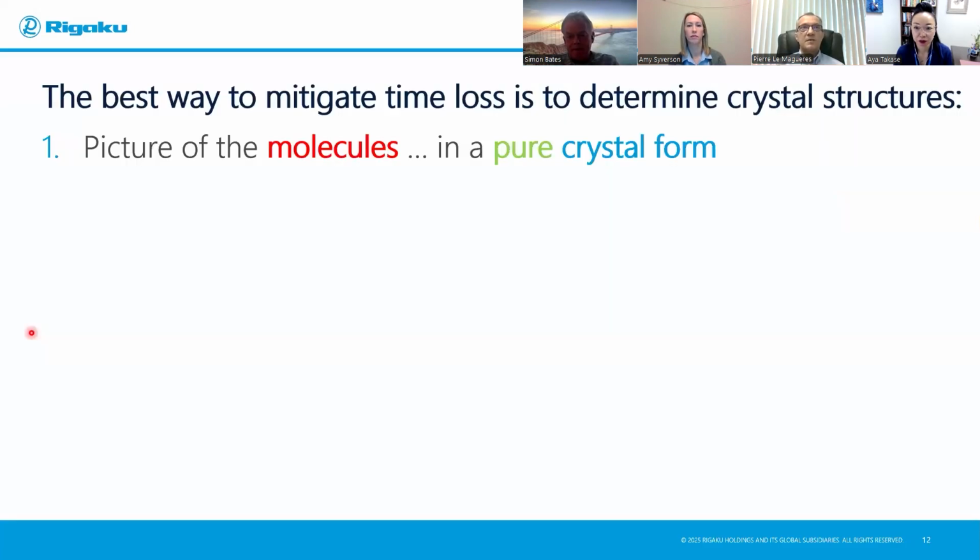Let me try to explain how you can mitigate all this time loss by determining the crystal structure of your new compounds. You can do that because crystal structures are the only results that really give you a clear picture of the molecules in their pure crystal form. So there are three concepts here: the picture of the molecules themselves, the picture of the molecules in the crystal form, and the fact that the crystal forms are pure. Let's investigate these three concepts a bit more.